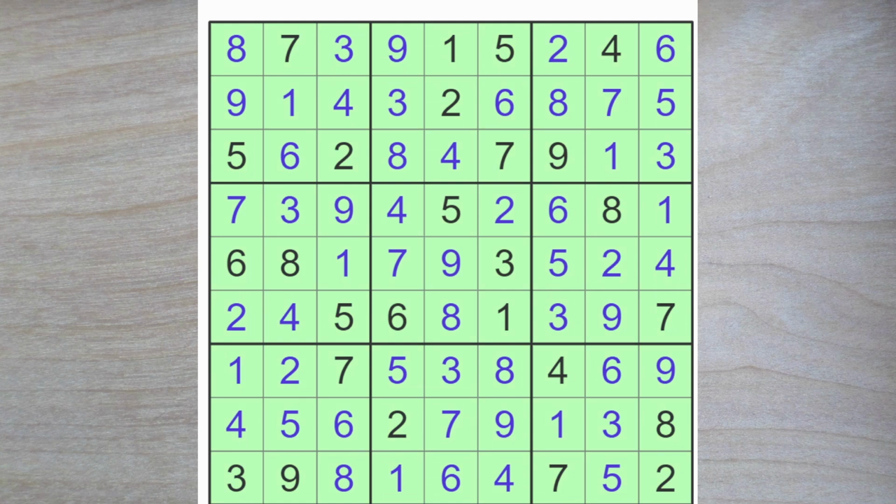Not too difficult, but quite enjoyable as usual by these puzzles.